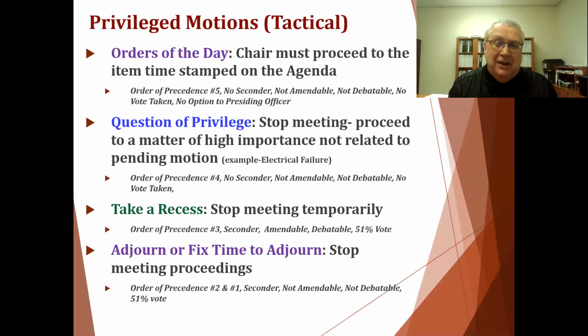Question of privilege. Now, I've seen this done in unique circumstances, and it is an order of precedence that's quite high. It's 4th. And as a result of that, it's a tactical tool that can be used. Now, the idea of a question of privilege is that you're stopping the meeting. Maybe there's been an electrical failure. That's the idea of it.